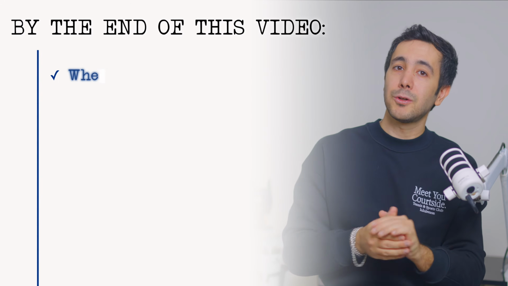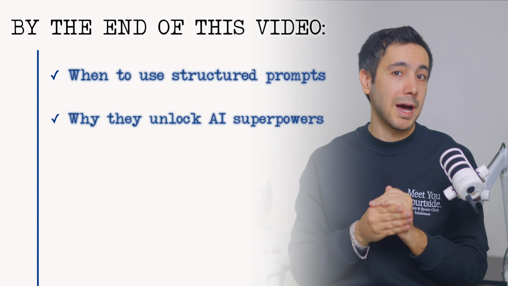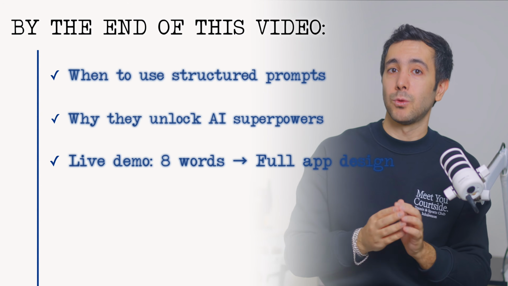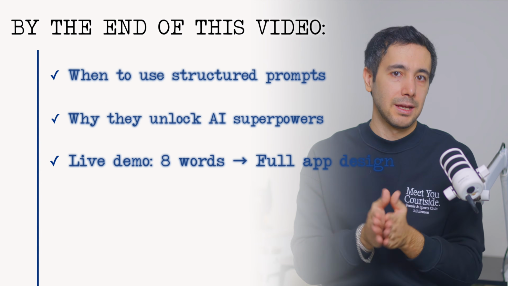By the end of this video, you're going to understand exactly when to use structured prompts, why they unlock superpowers in certain AI models, and I'm going to show you a live example where I turn literally 8 words into a fully designed app interface. Sound good? Let's go. So first thing first, what even is JSON?